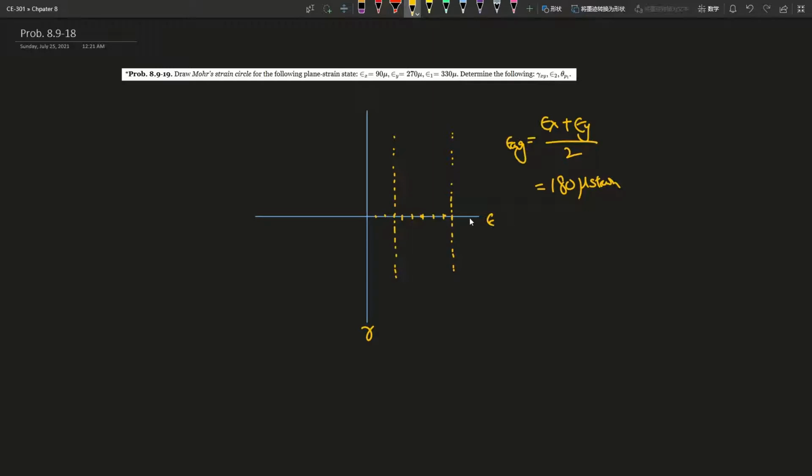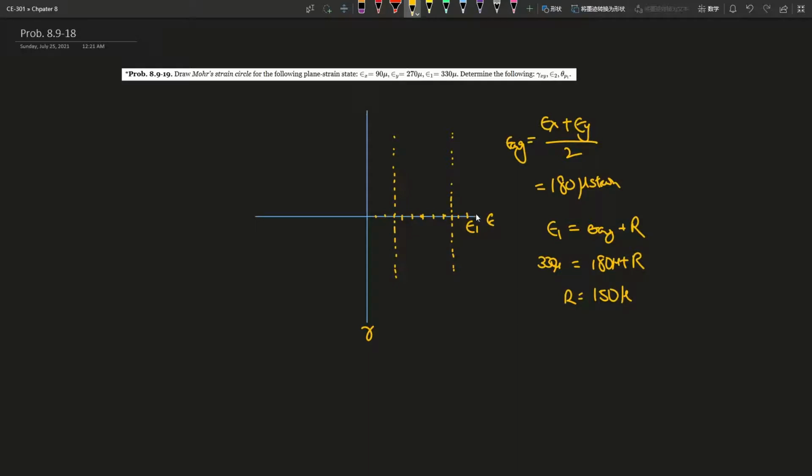And let's see, what other information do we have? We have 330, so that's 11, right? If each one was 30, so 1, 2, 3, 4, 5, 6, 7, 8, 9, 10, and 11. And this is E1, right at this point. Remember how we figured out E1? This is just E average plus R, right? So E average is 180 plus R, and this is 330 micro. So what is our simple subtraction? 150 micro. Okay, so now we know what R is.